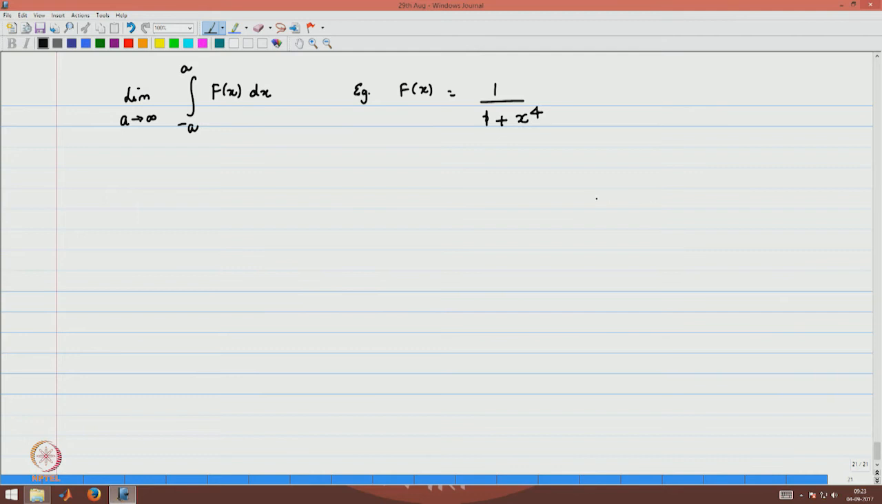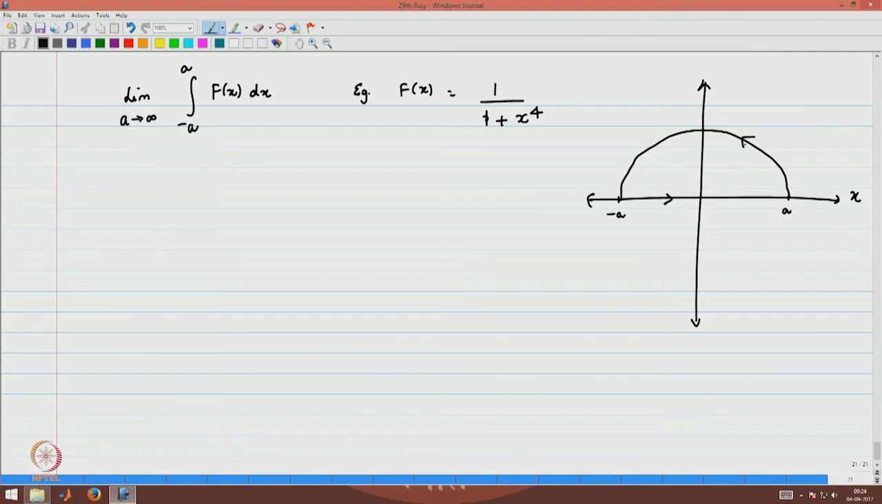If you imagine the complex plane, and you imagine x as the real line, what you have is from minus a to a, and then you will let a go to infinity. So, you have this integral, and what we are going to do is to make a contour that looks like this. So, make this contour.